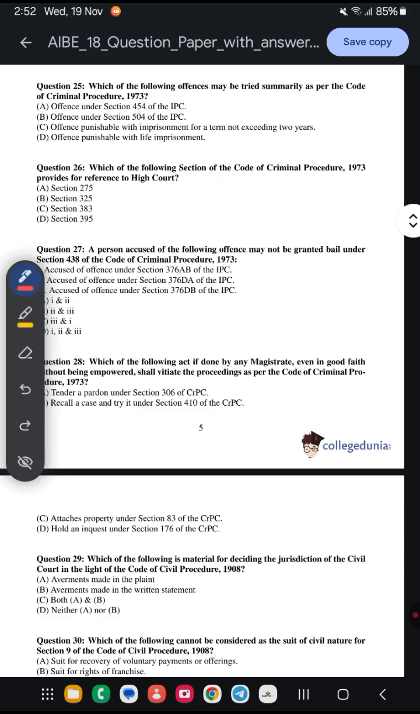Which of the following offence may be tried summarily as per the CRPC 1973? Let's look into the question options. Option A, offence under section 454 of IPC. We should check into what is 454 of IPC. No, this is not the answer. 504, no. Offence punishable with imprisonment for a term not exceeding 2 years. So this is the answer actually. Summary trials are suitable for minor offences only with lighter punishment.